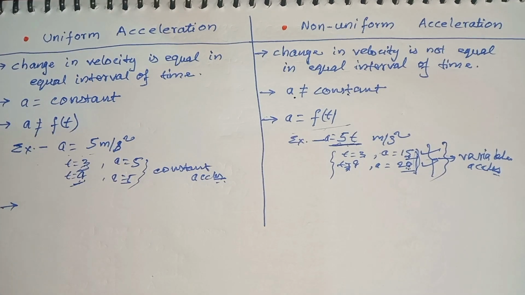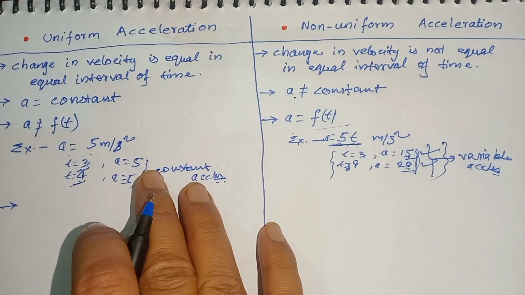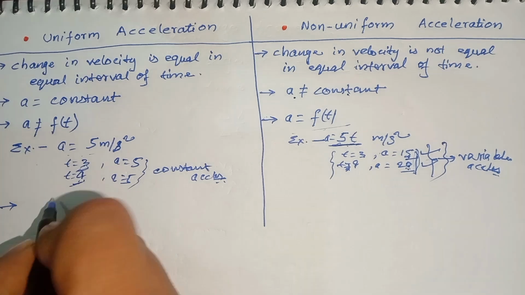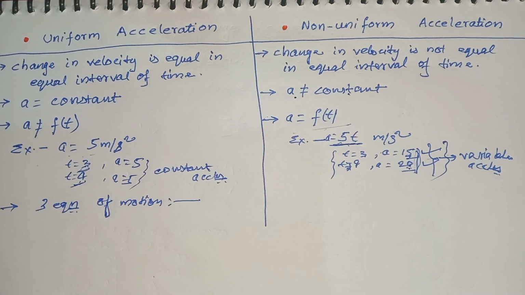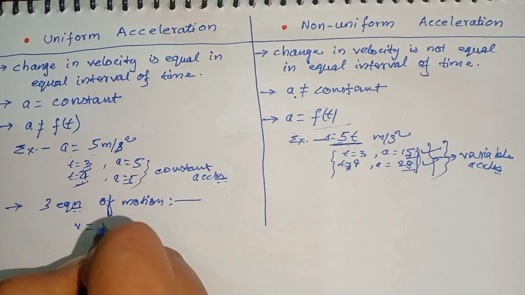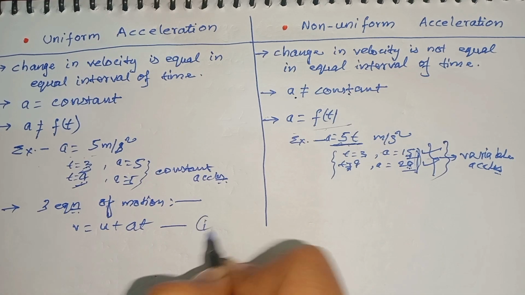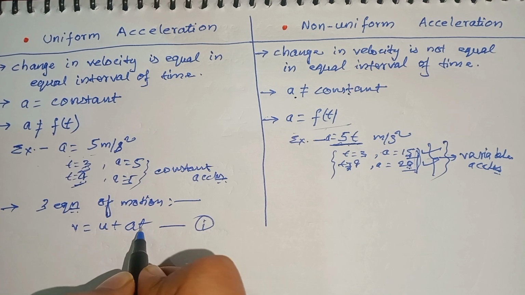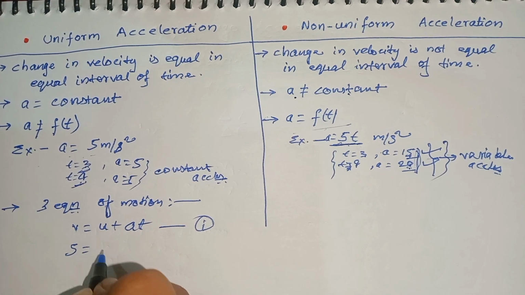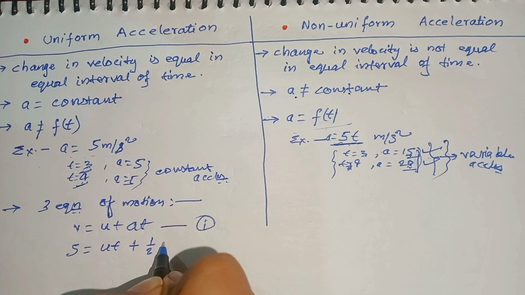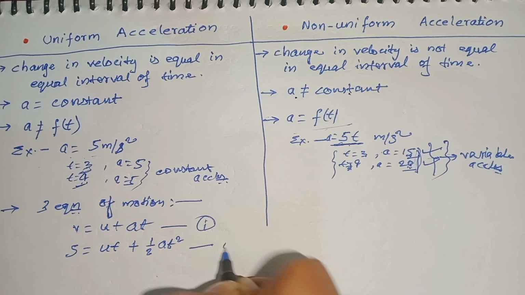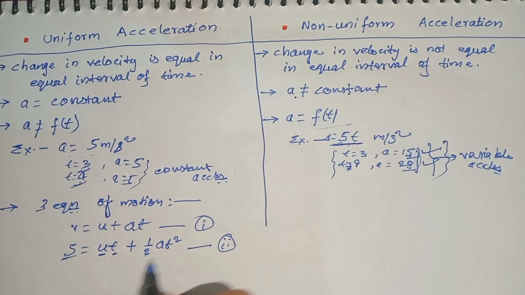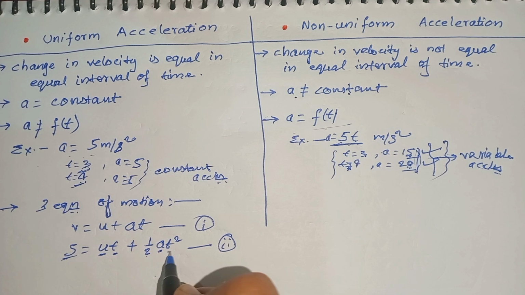Now in uniform acceleration, where acceleration remains constant, we know there are 3 equations of motion valid. What are they? First one is v equals u plus at. V means final velocity, u means initial velocity, a is acceleration, t is time. Second equation is s equals ut plus half at square. S means displacement, u initial velocity, t is time, half is constant, a is acceleration.